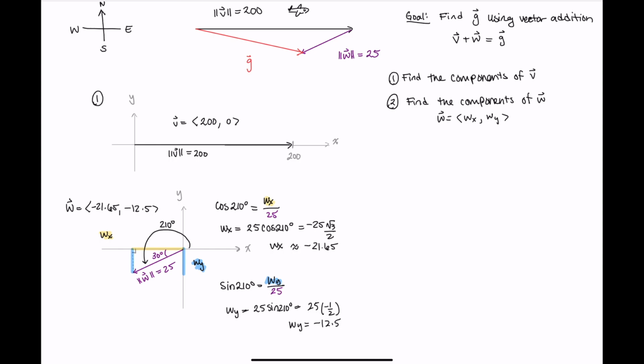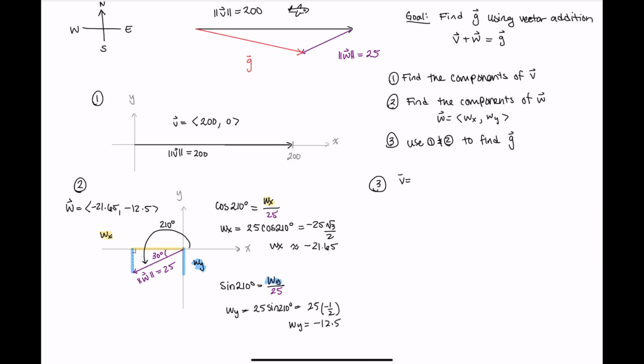All right, now we have finished this one too. We found the components of vector w, so let's label this with a 2 and move on to the next step. And that is we're going to finally use vector addition to find the vector g. So use our work from 1 and 2 to find vector g. And I'll do that right below here.